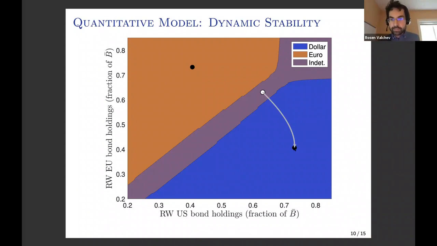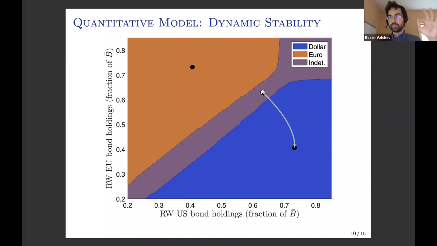So let's talk about dynamics slightly. This black dot in the blue region is your dollar steady state. The big blue region is my way of illustrating that it's dynamically stable. So if I start from anywhere over here as initial conditions, I'll uniquely converge to the dollar steady state. I'm running out of time, so I'm speeding up a little bit, but there's a similar euro steady state on the other side. Now let me talk about transitions.